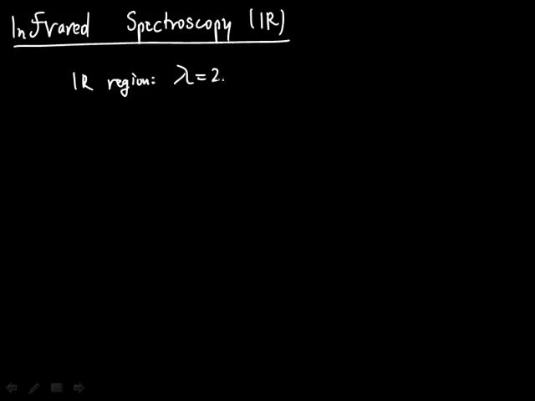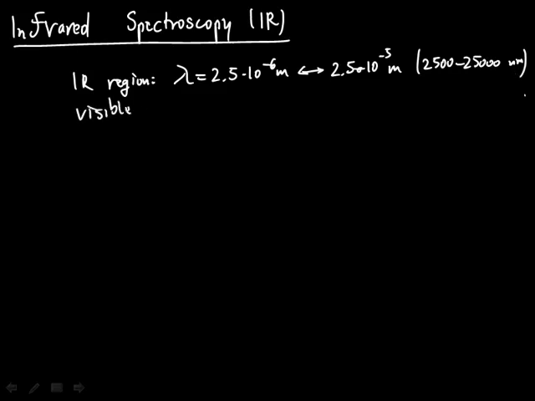this region is between 2.5 times 10 to the minus 6 meters and 2.5 times 10 to the minus 5 meters. In other words, between 2,500 and 25,000 nanometers. For comparison, the visible region of the electromagnetic spectrum is between 300 and 700 nanometers.